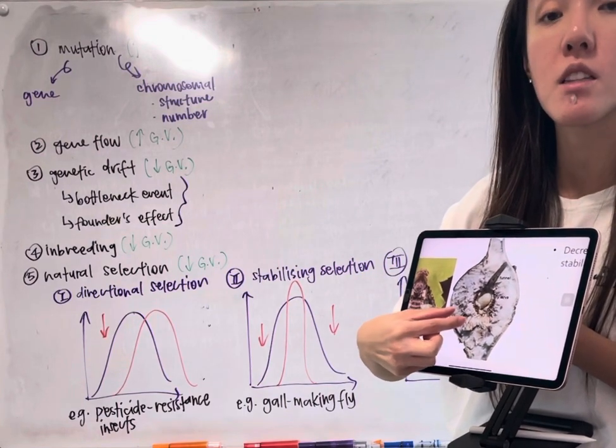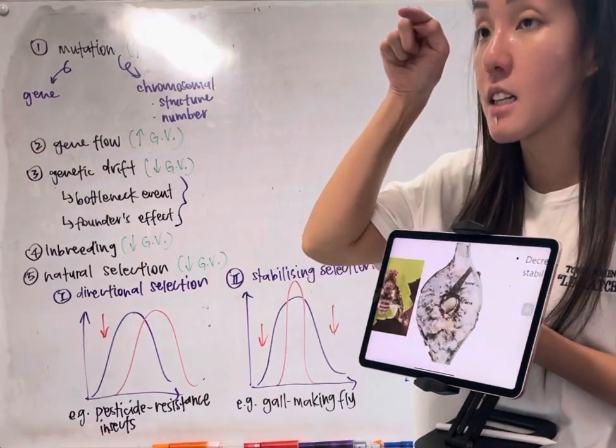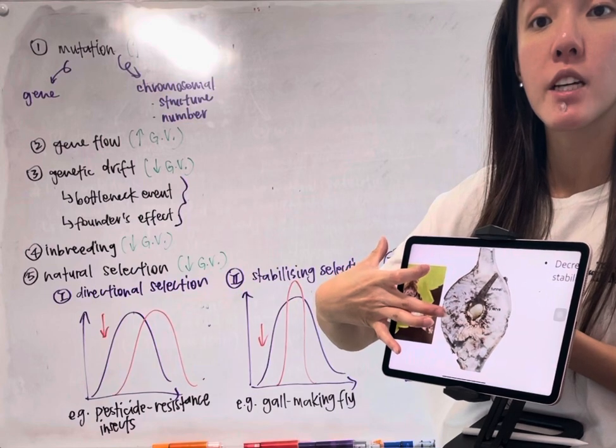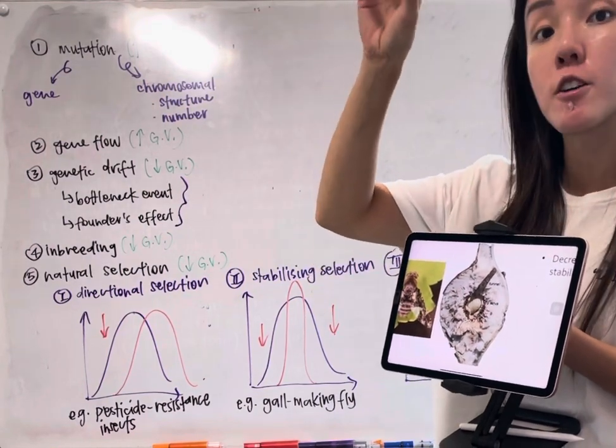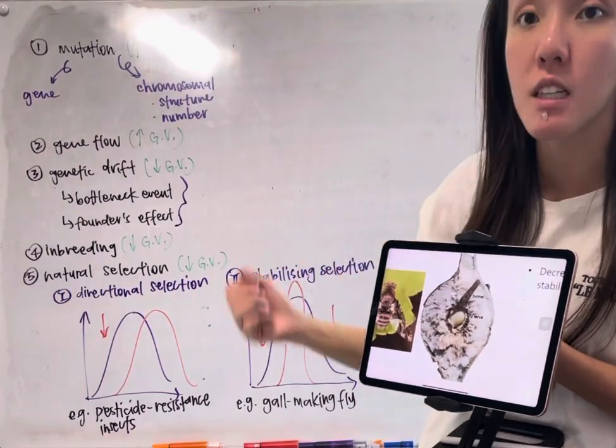The small galls, again, are very vulnerable to parasites because parasites can easily penetrate through and feed on the larvae inside. The large galls, in diameter, are very vulnerable to small birds. Small birds can easily reach these galls and feed on the larvae inside.